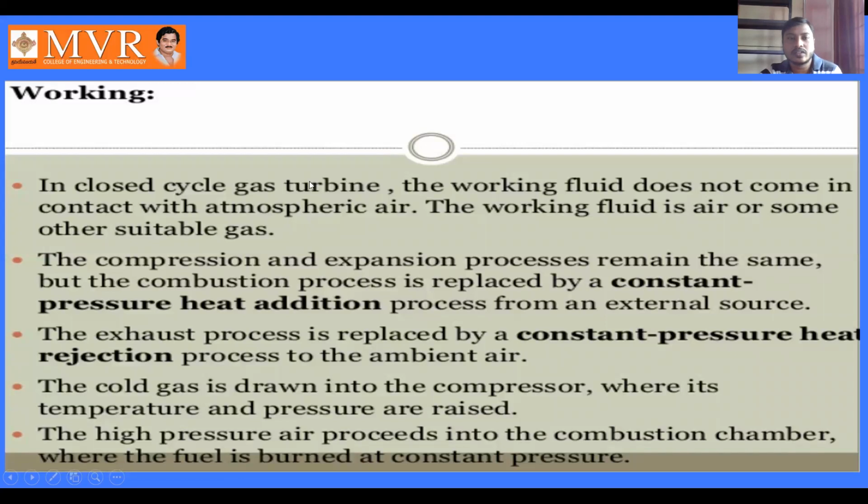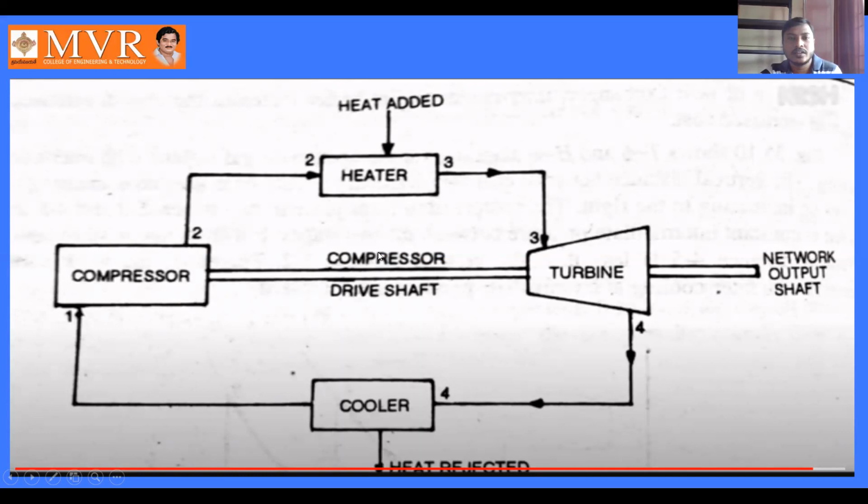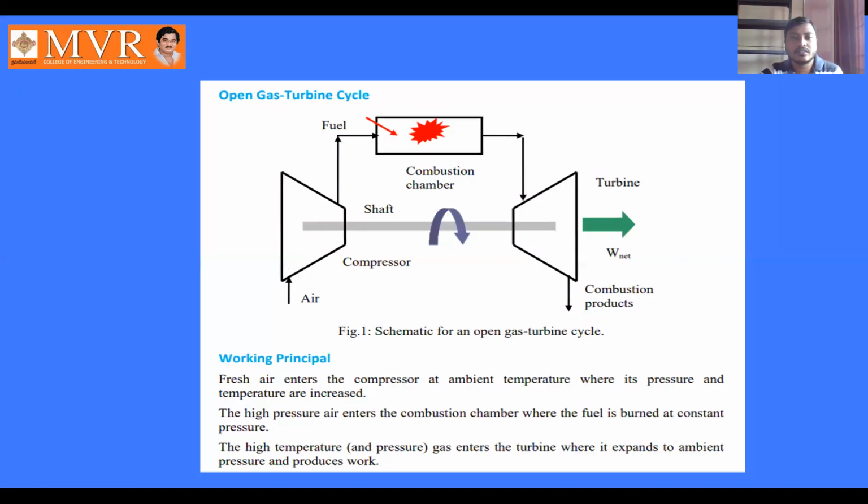In a closed cycle gas turbine, the working fluid does not come in contact with the atmospheric air, whereas in the open cycle gas turbine, the air is drawn in from the atmosphere.